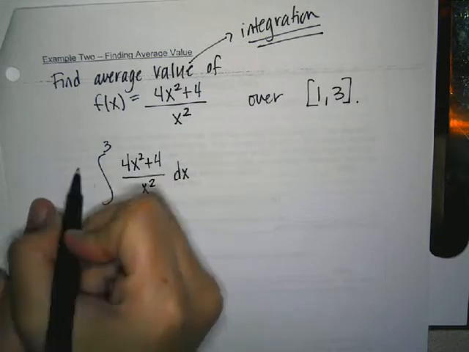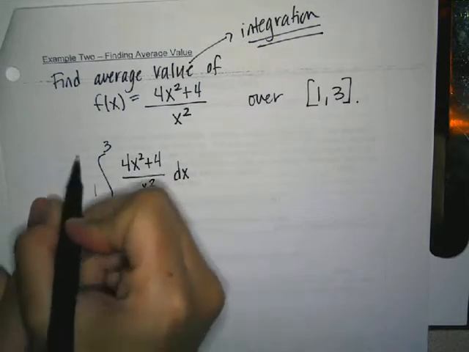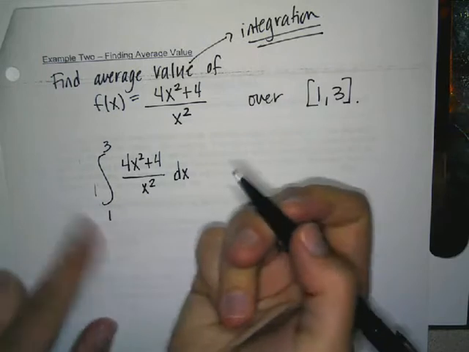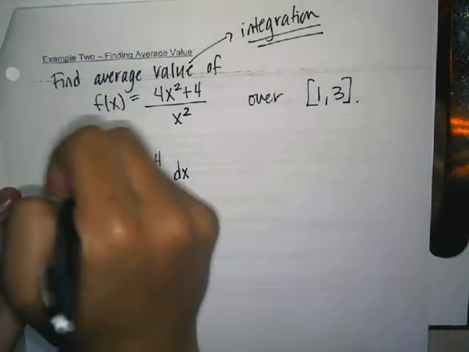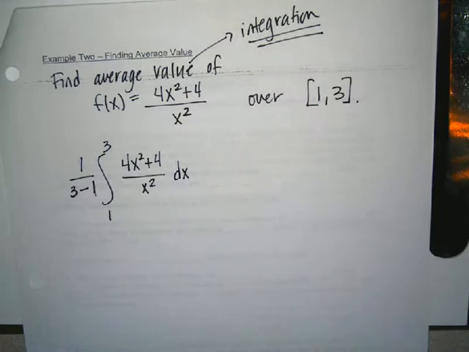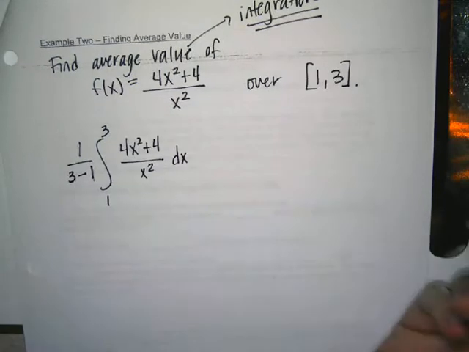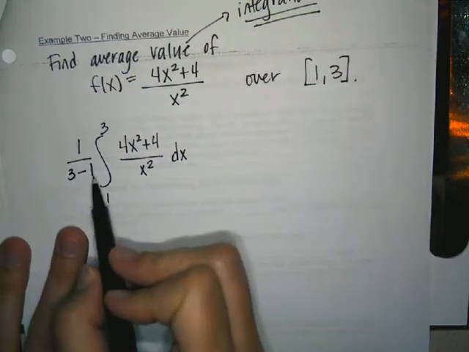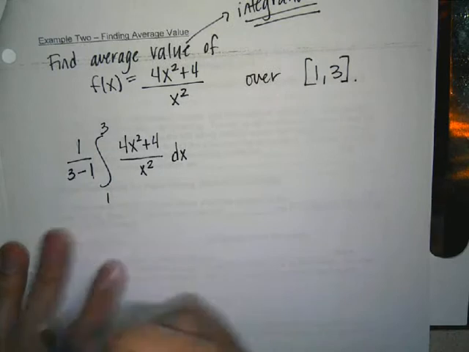So we'd have 1 over 3 minus 1, or 1/2. I'm going to go ahead and do that here. Or you could leave that part till the end. It doesn't really matter. When you put it in here in front, all it does is automatically include it, so you don't have to worry about it later.